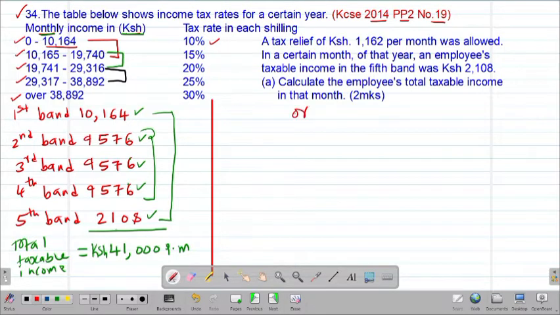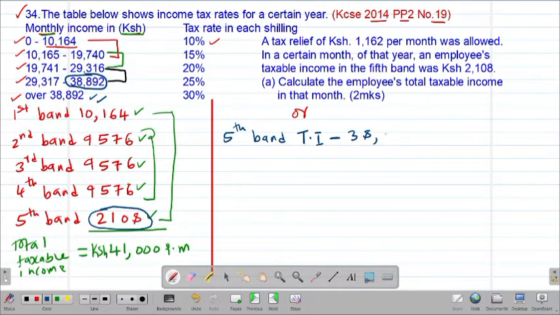Remember, this can also be gotten this way. Since we are already given the taxable income for the last band, which is the 5th band, this band here. Remember, whenever we want to find the taxable income in the last band, which happens to be our 5th band in this particular case, we usually take the total taxable income, then we subtract the amount that is coming immediately before the last band, which in this case is 38,892. Then of course this should be equal to the taxable income in the 5th band.